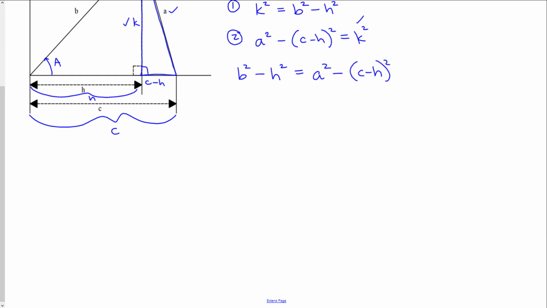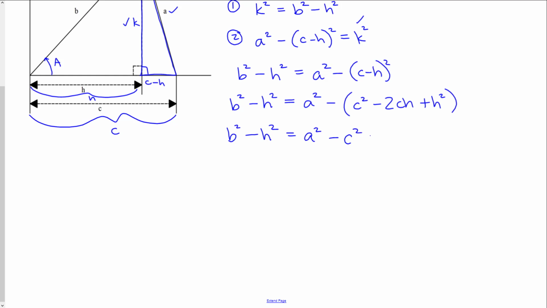One thing I definitely notice is I could FOIL out the c minus h quantity squared. So that's where I'll begin. So I would have b squared minus h squared equals a squared minus c squared minus 2ch plus h squared. And then I have a negative that I could distribute. So b squared minus h squared equals a squared minus c squared plus 2ch minus h squared.